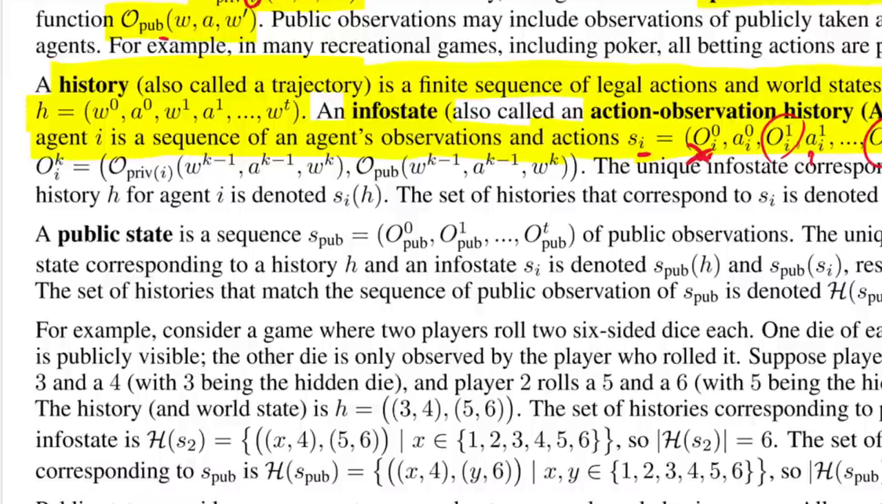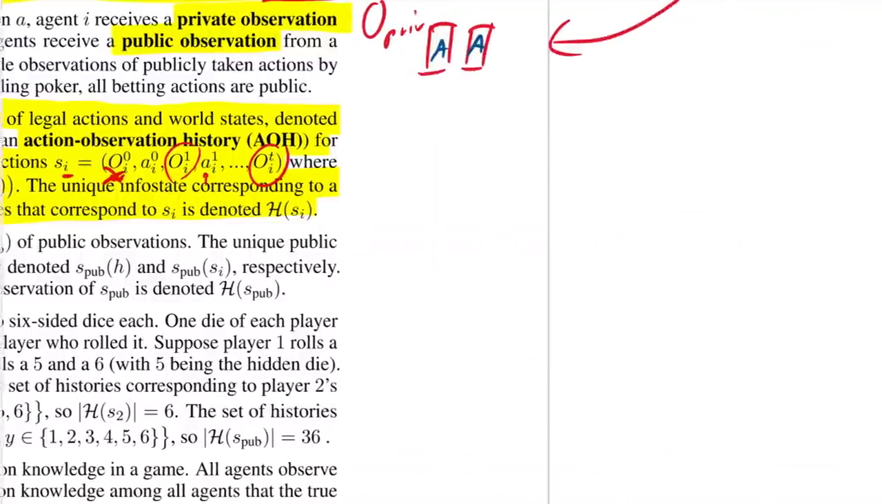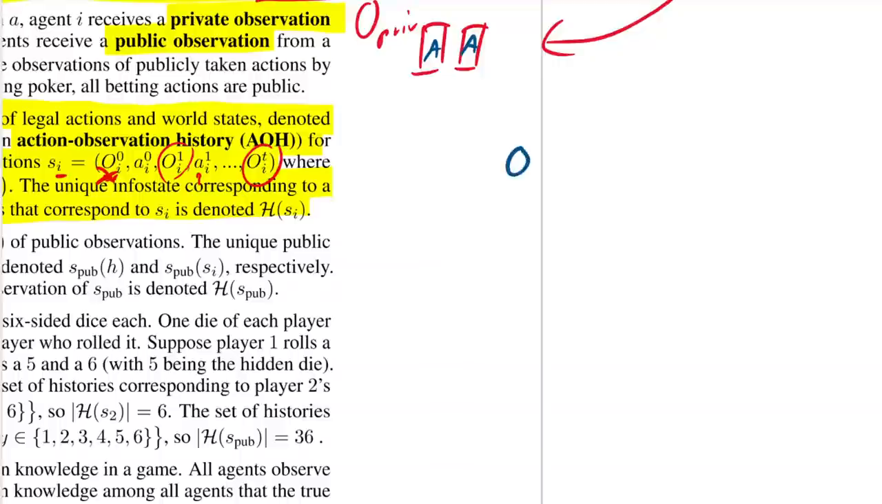All right, so the info state includes the observations and actions for a given player, and the observations include the private and the public observations. The unique info state corresponding to a history for agent i is denoted by this. The set of histories that corresponds to some info state is denoted by large H. So as we said, if you have an info state, there are many different histories that could have led to the info state. For player 2, it looks like three different histories that could have happened lead to the same info state.